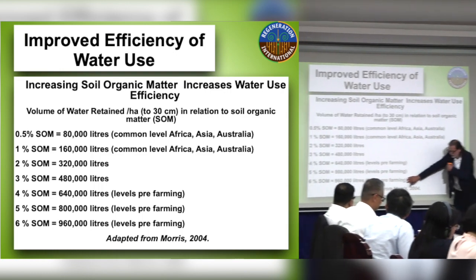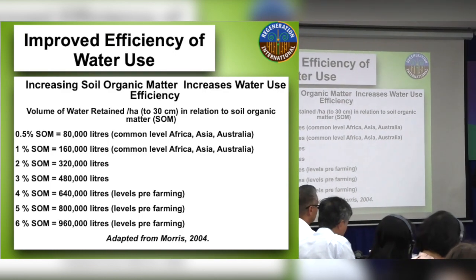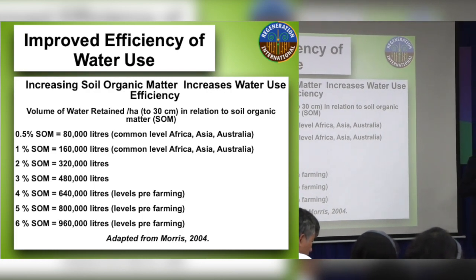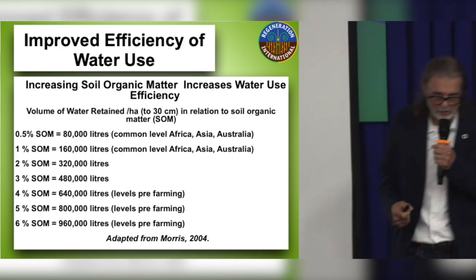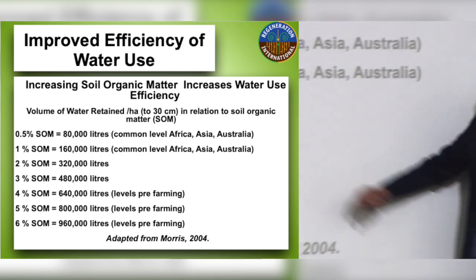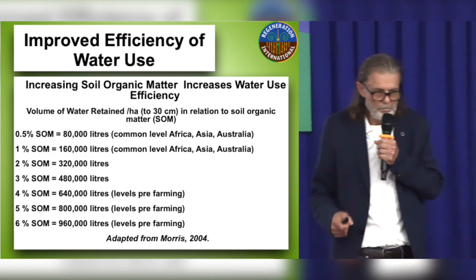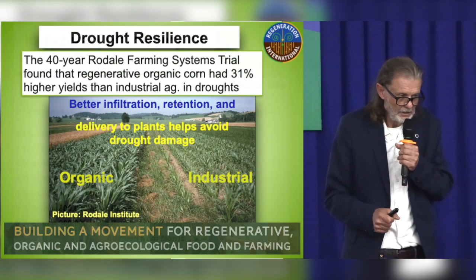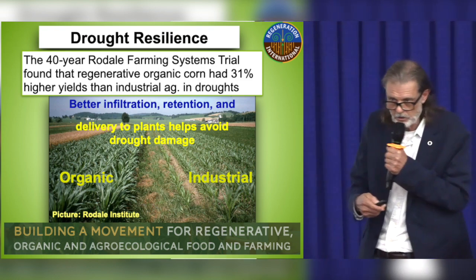You take it up to 6%, and I put 6% there because on our farm, which is a tropical climate like Vietnam, we're actually the same latitude as Hawaii, but we're southern hemisphere. We got up to 6%. We can hold a megalitre per hectare of rain. Think about that. You don't need big irrigation systems. You can capture that rain and you can store it.